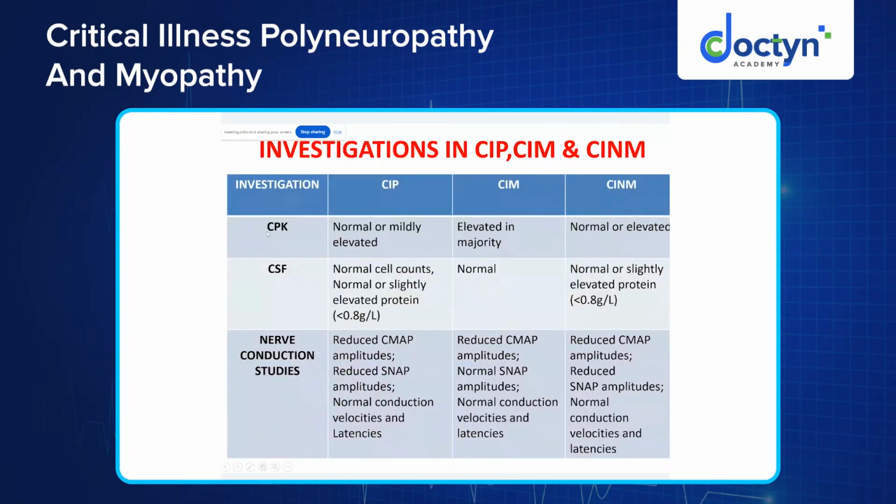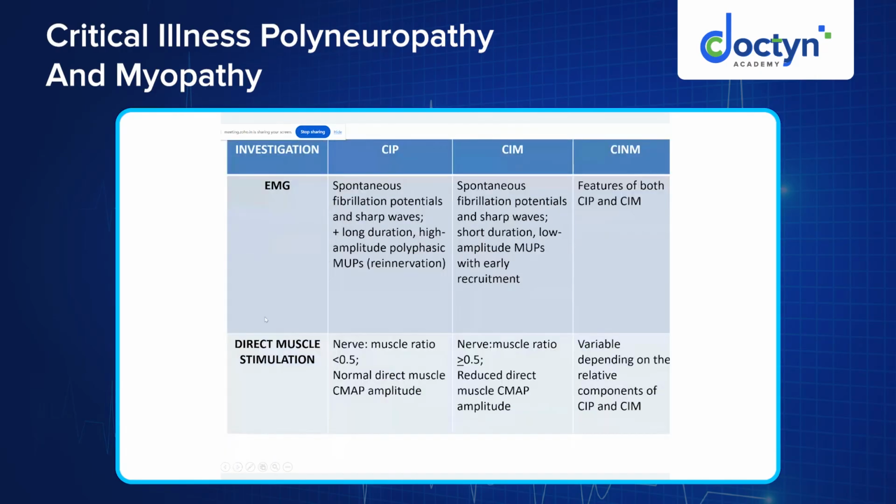Investigations: CPK we have discussed, and what exactly will be the parameters. It can be normal or mildly elevated in CIP, but in CIM it is elevated. CSF, normal cell counts in CIP, or sometimes slightly elevated protein if it is combined. Nerve conduction studies show reduced CMAP, reduced SNAP, but in CIM it is a normal SNAP, which we have discussed. But if it is combined, there is reduced CMAP and reduced SNAP also. EMG, electromyography, shows spontaneous fibrillation potentials, sharp waves in CIP and CIM, and features of both are present in CINM.